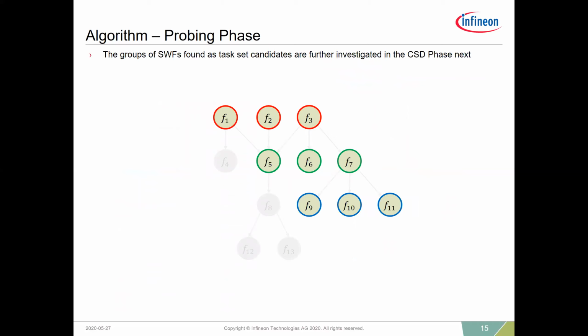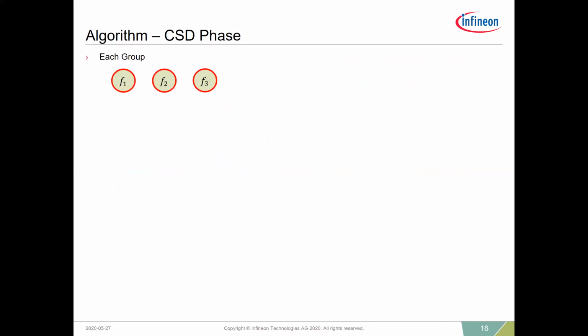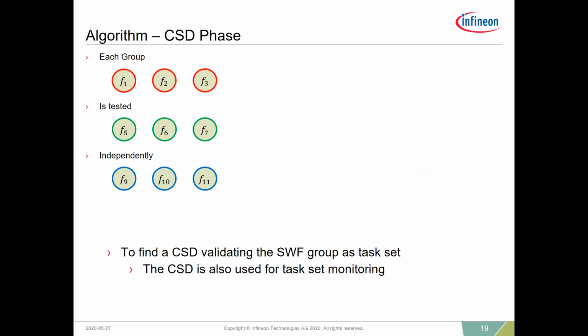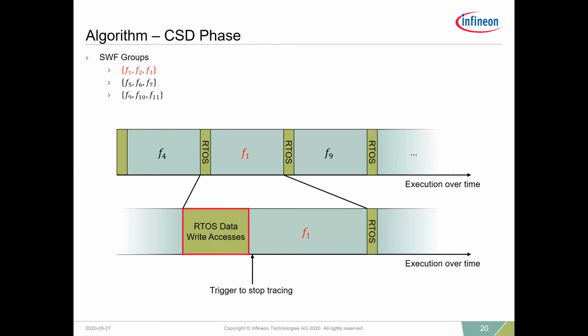These groups are now used in the next phase to find a suitable CSD for each group first. So it is very important that each group is tested independently. So we only look at one group at a time to find the CSD of one group. So the next phase, the CSD phase, is how can we find these write accesses where we find the CSD.